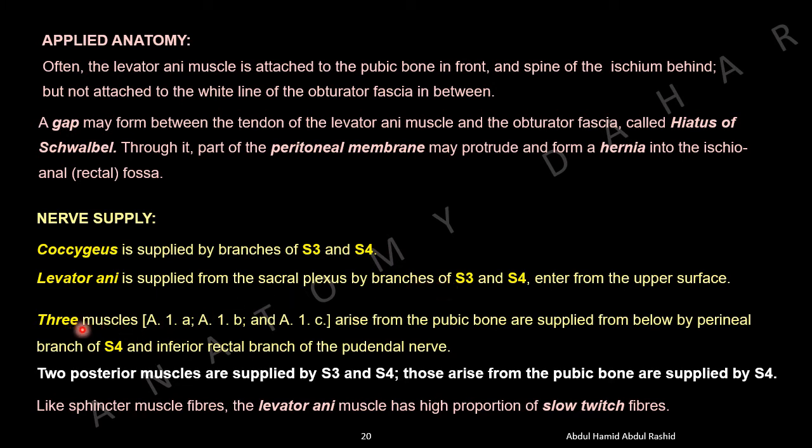Those three muscles attached to the pubic bone, that is A1A, A1B, and A1C, those arise from the pubic bone and are supplied from below by perineal branch of sacral 4 and inferior rectal branch of the pudendal nerve. Therefore, two posterior muscles receive from sacral 4 and sacral 3, but those arising from the pubic bone receive from sacral 4 only. Like sphincter muscle fibers, the levator ani muscle has high proportion of slow twitch fibers.